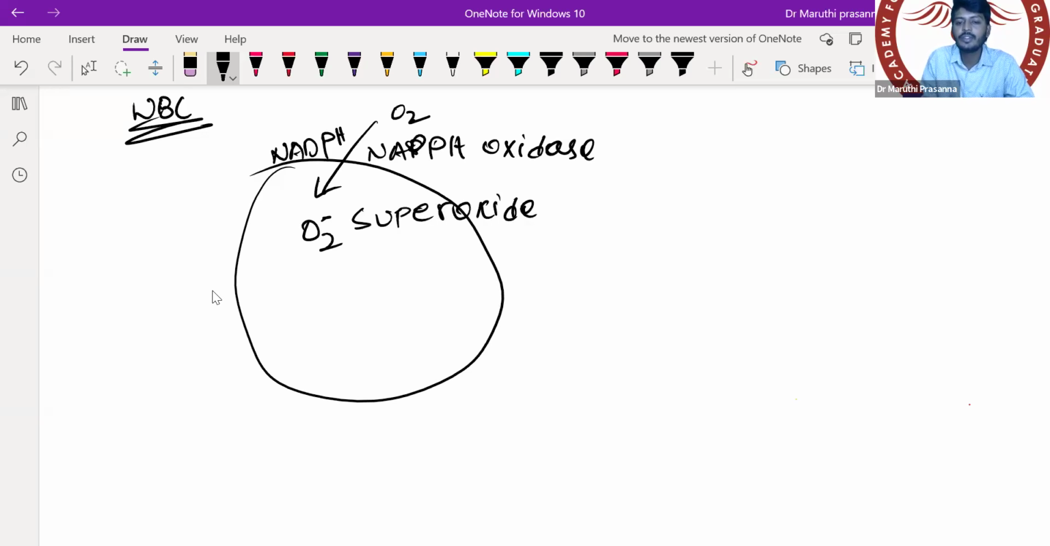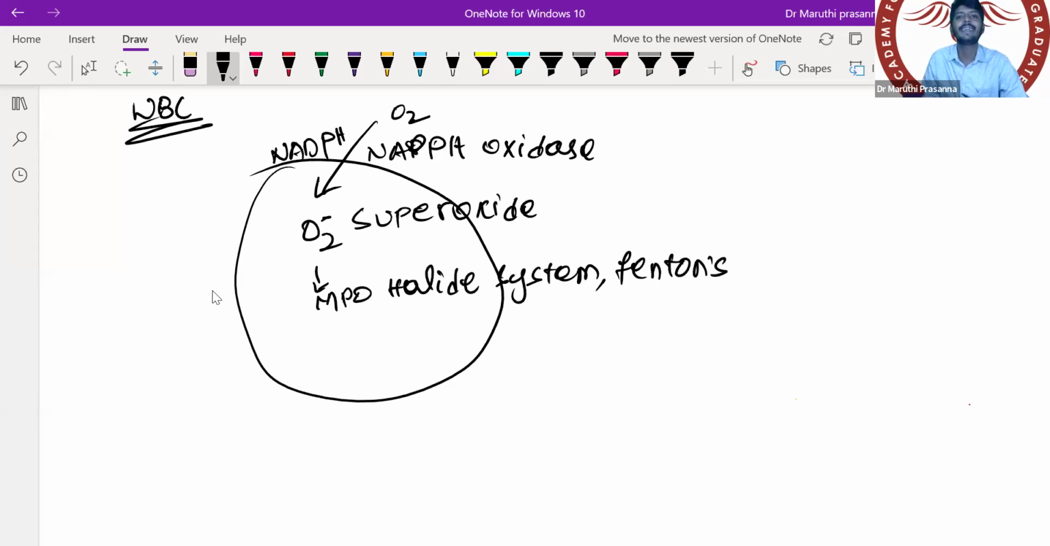Superoxide. Now this superoxide, my dear students, enters into something called the MPO halide system. And one more reaction called Fenton's reaction. Now, what is this Fenton's reaction? Fenton's reaction is a reaction in which formation of free radicals will occur. Because of this Fenton's reaction and the MPO halide system, we get something called OCl minus, called hypochlorite.